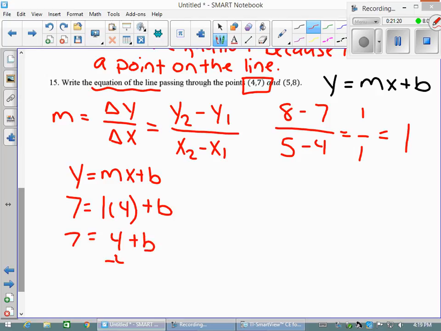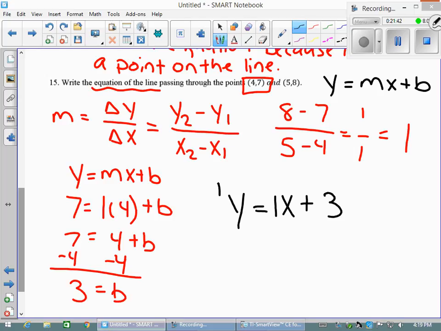Now that I've got my b value, I just need to put it all together to write the actual equation. So I'm going to have y equals, my slope was 1, so you can write a 1 there, or you could just have an x, plus my b value, or my y-intercept, is 3. So this is our final equation that does go through those points.